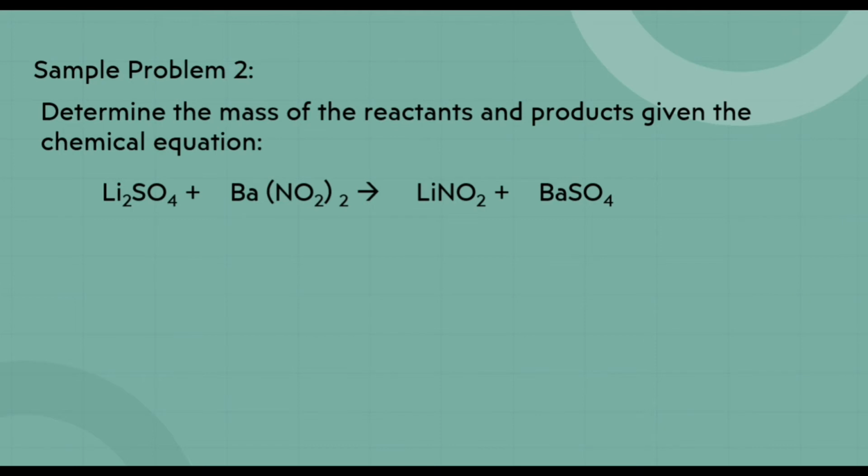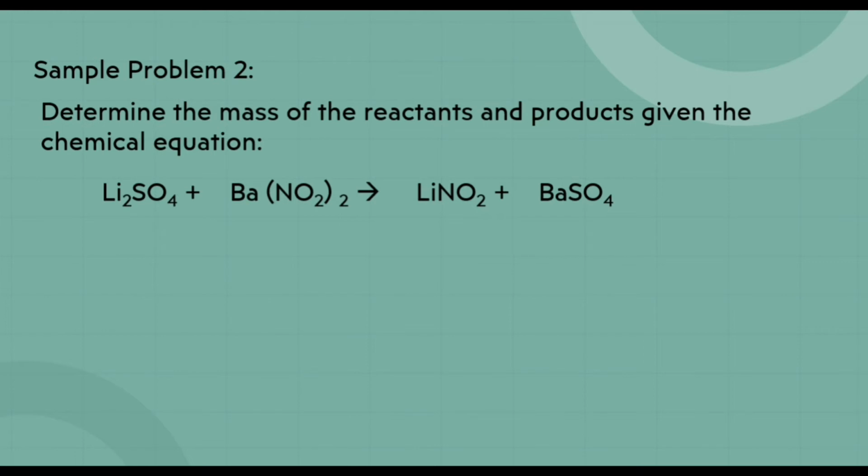Before you determine the mass of the reactant and product, the chemical equation should be balanced. So we have 2 atoms of lithium here on the reactant, and then on the product we only have 1 atom of lithium. So if you have 2 atoms of lithium on the reactant, on the product you need to have 2 atoms of lithium also.